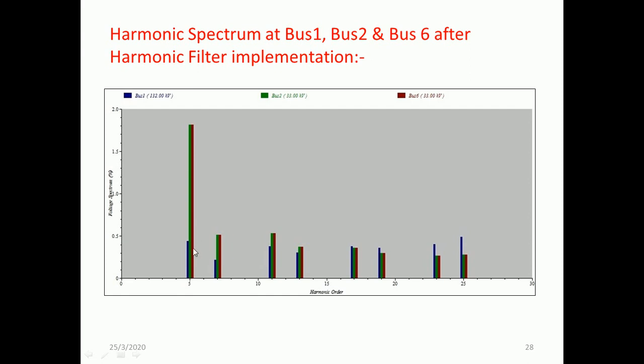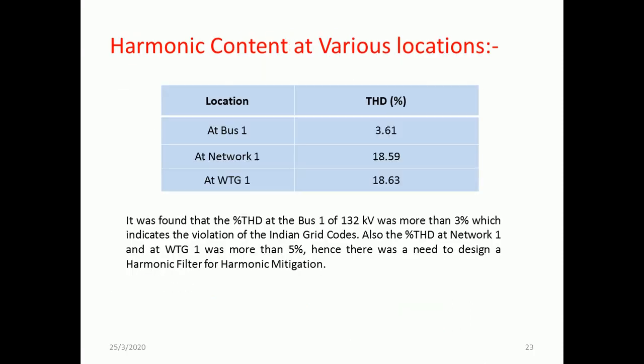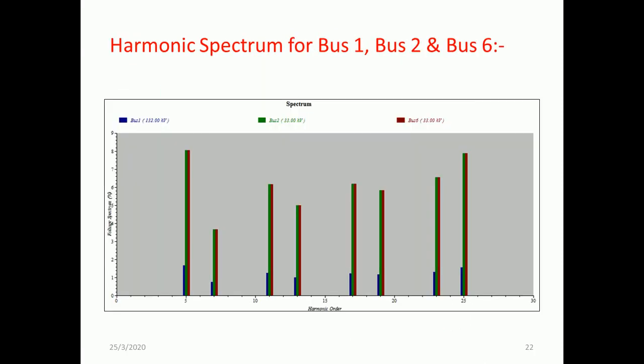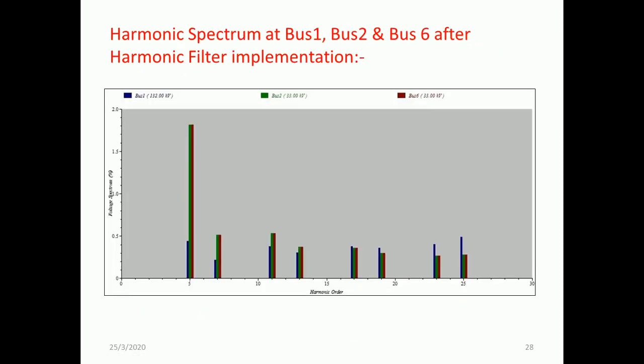Although the fifth order harmonic is dominant in the system, you can observe that it is rising almost to 1.7, whereas without the harmonic filter it rose almost till 8. So again, this is an indication of proper implementation of the harmonic filter. So calculating it properly, and designing and implementing it, is very important. Also, the location of the harmonic filter is very important.